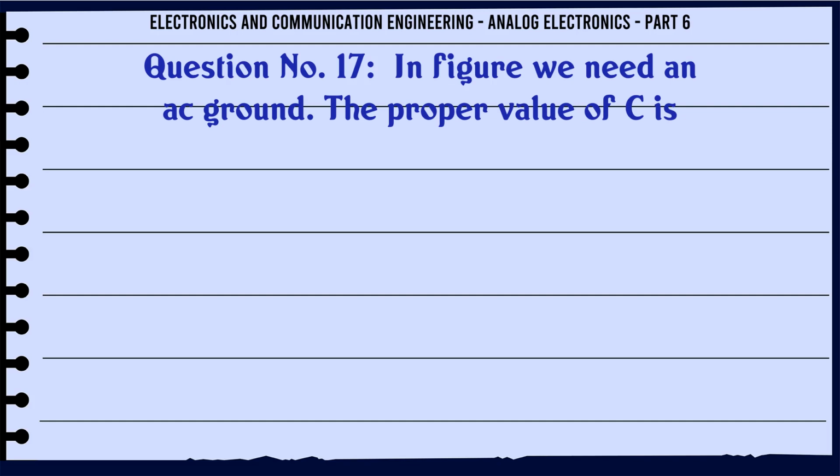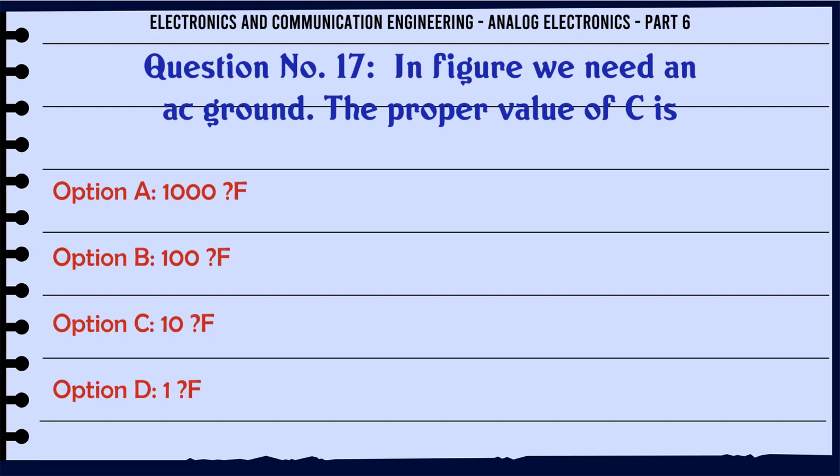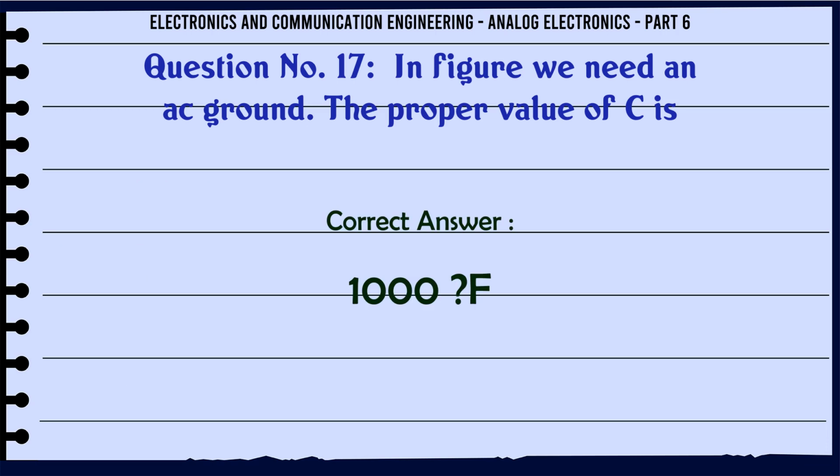In figure we need an AC ground. The proper value of C is A. 1000 µF, B. 100 µF, C. 10 µF, D. 1 µF. The correct answer is 1000 µF.